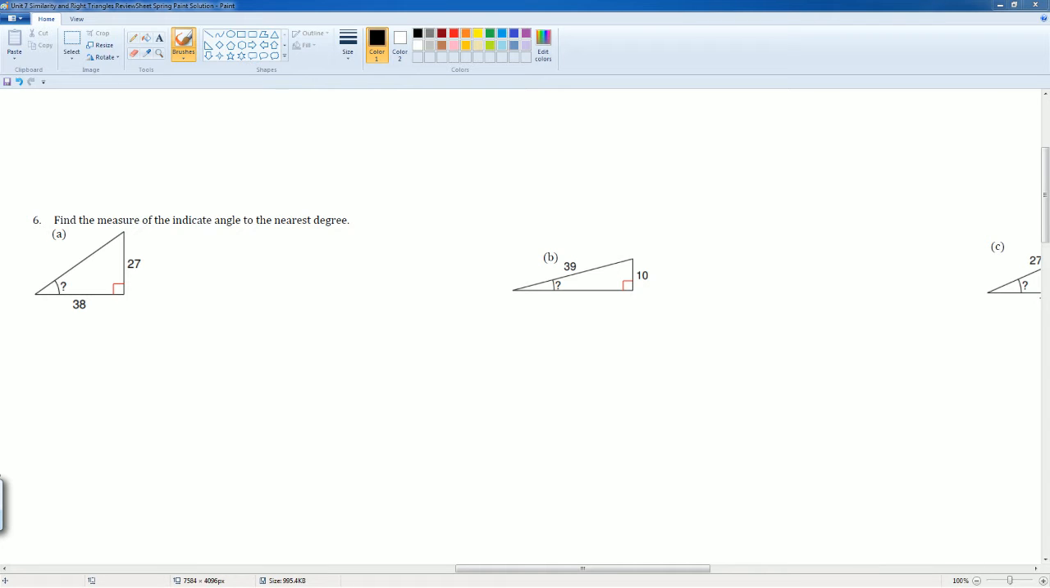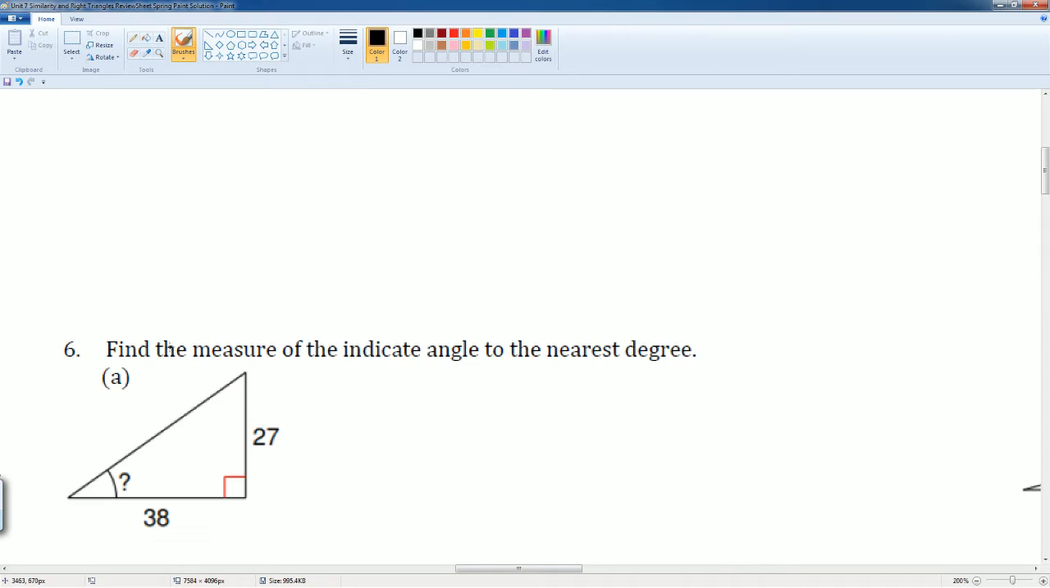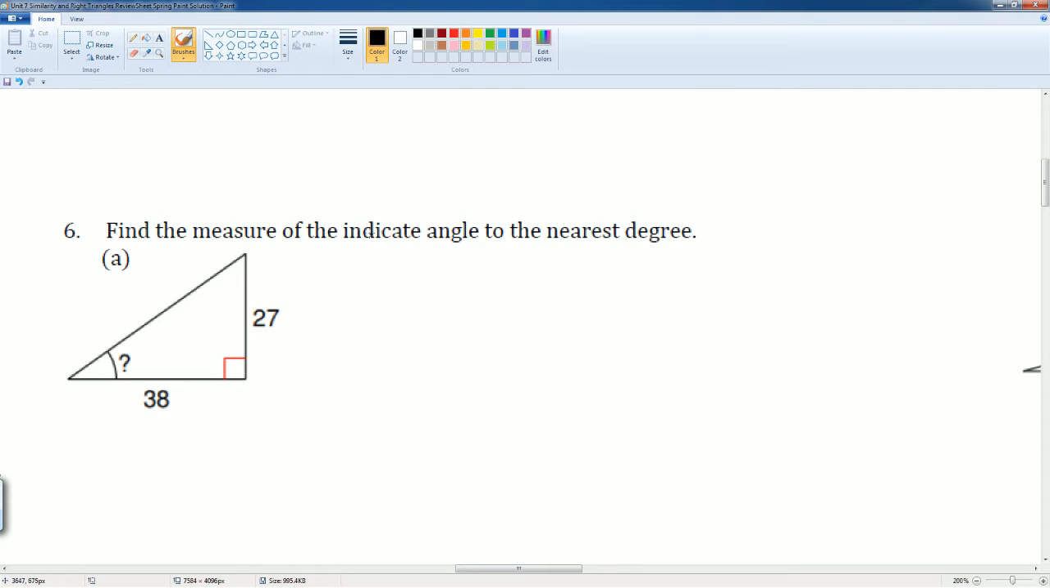Welcome to the Unit 7 Review Sheet Solution tutorial for the spring. In this video, I will be covering question 6. Question 6 says, find the measurement of the indicated angle.